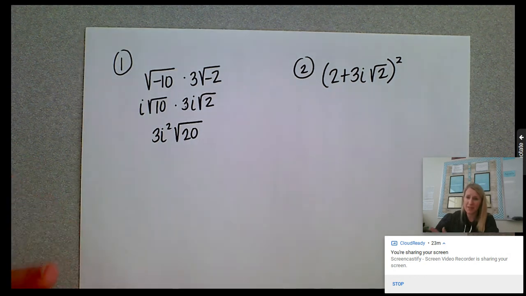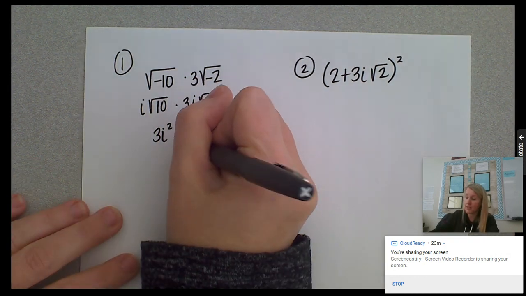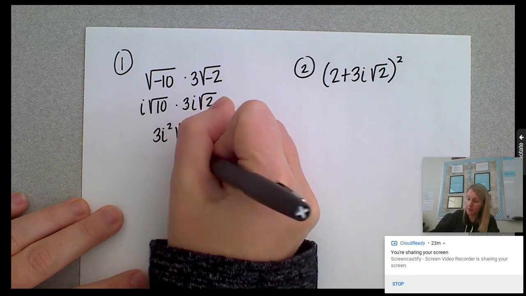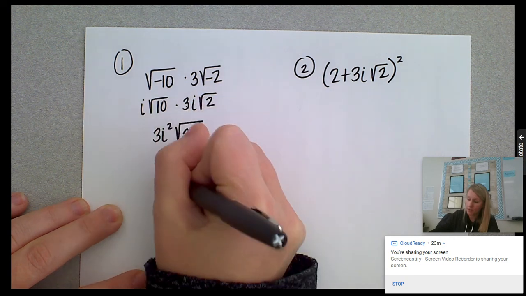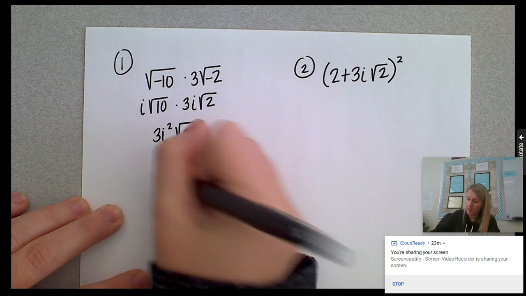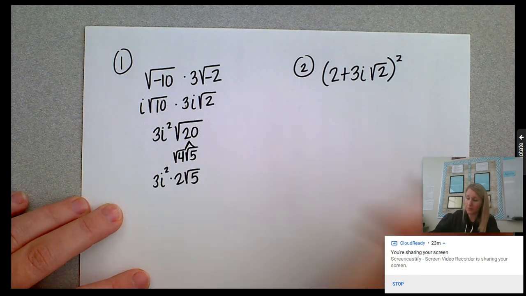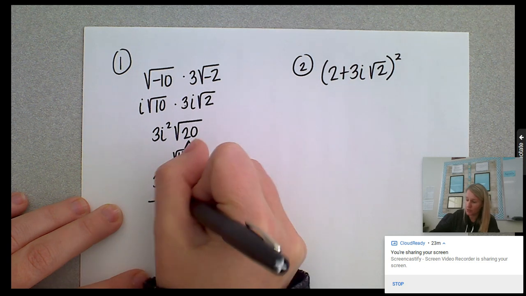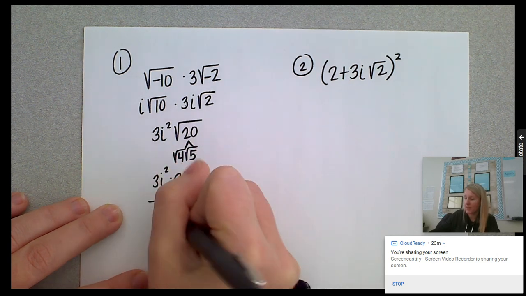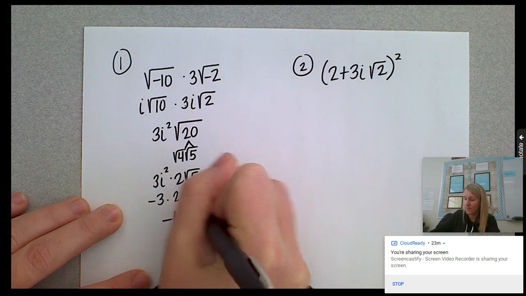You can do things in different steps. It doesn't really matter. I'm going to break this down because it is divisible by a perfect square. That would give me 2 root 5 times 3i squared. And then just remember, i squared turns into negative 1. So that's actually negative 3 times 2 square root of 5. And my final answer would be negative 6 square root of 5.